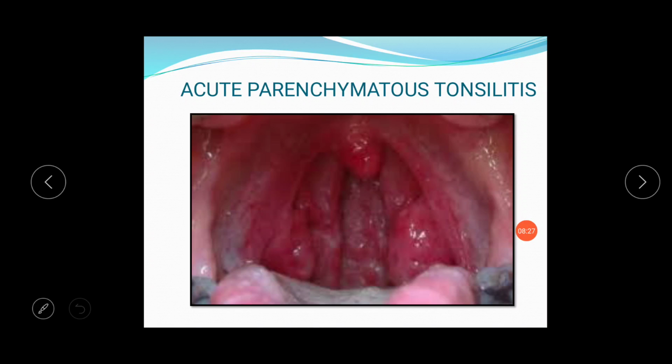Acute parenchymatous tonsillitis, in which infection spreads from the surface epithelium and creeps into the lymphoid structure of the tonsil. So the whole of the tonsil is enlarged, inflamed and tender. Here you can also see that the anterior pillar and posterior pillar are both inflamed, and redness is present. There is also edema over the uvula, and there is granular pharyngitis also over the posterior pharyngeal wall.